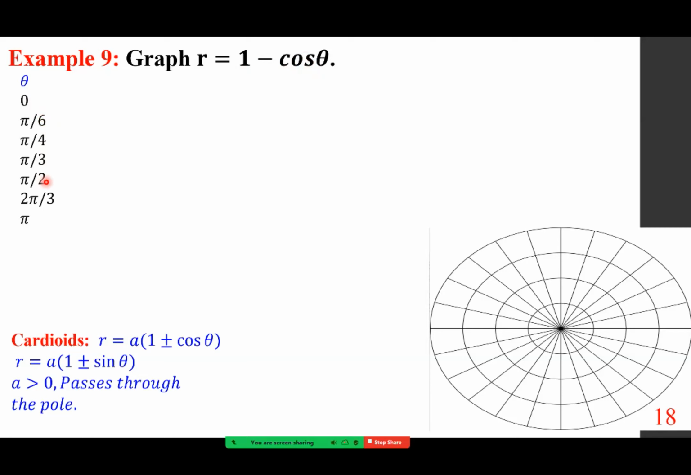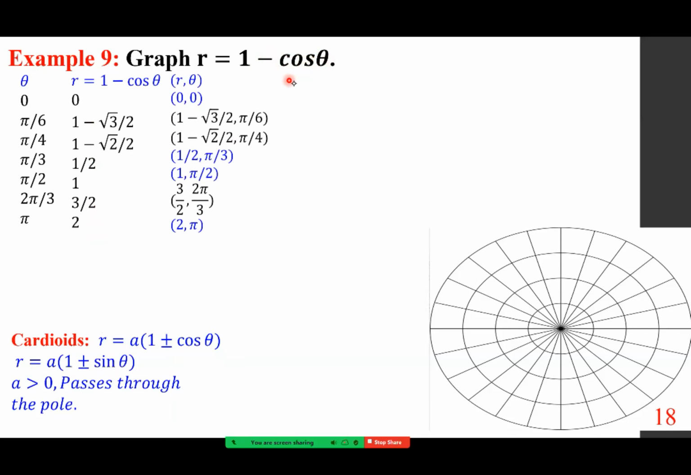Okay. If it's pi over 2, cosine is 0, so 1 minus 0 or 1. If it's 2 pi over 3, cosine is negative 1 half, so 1 minus negative 1 half makes it 3 halves. If it's pi, cosine is negative 1, minus negative 1, positive 1, so makes it 2. So those are the values from common arcs. And these are the pairs. Again, 0, 0, then 1 minus square root of 3 over 2 at pi over 6, and so on.